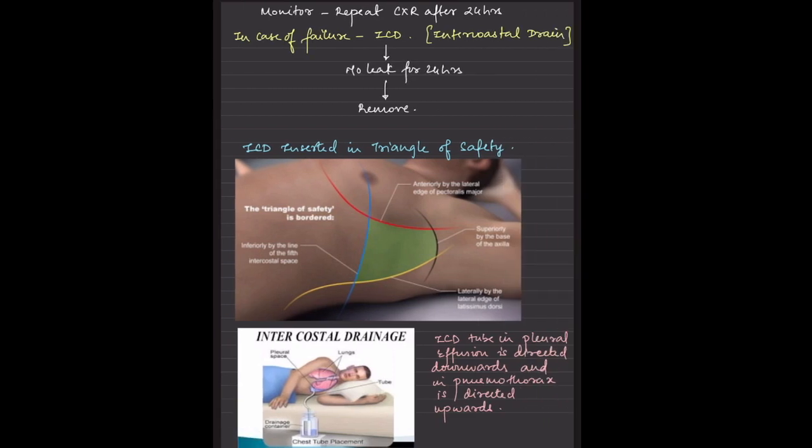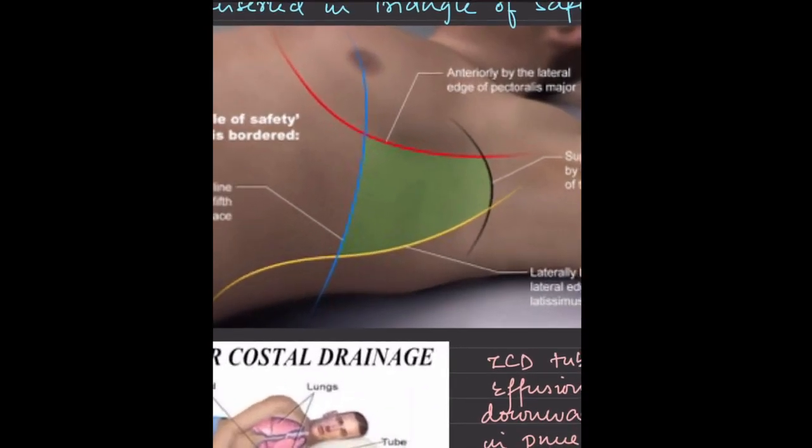Then if there is air leak still persisting, a repeat X-ray is done after 24 hours, and we can remove it if there is no air leak after 24 hours and the lung has expanded. But if it is not, then we have to go with ICD insertion. The ICD is inserted in the triangle of safety. This is the axillary part which is acting as the apex of the triangle.